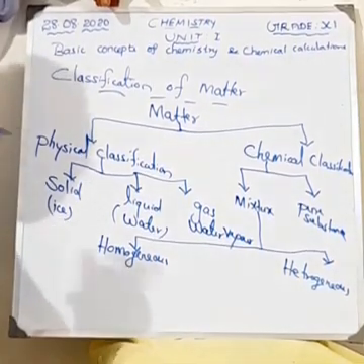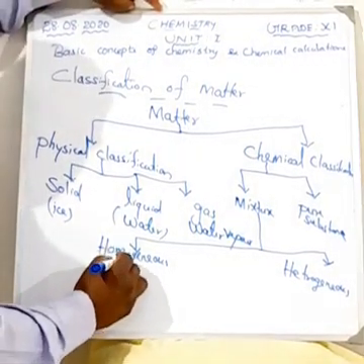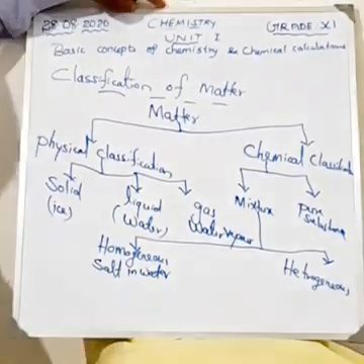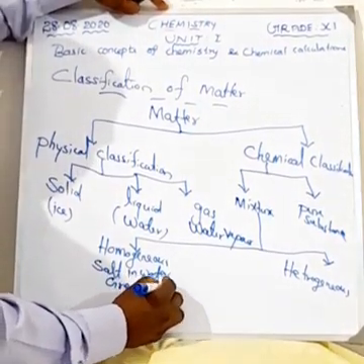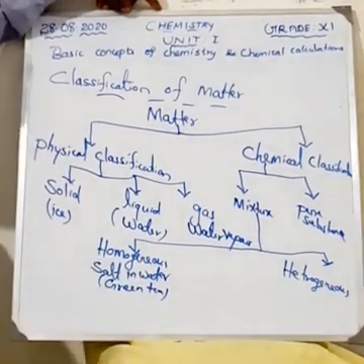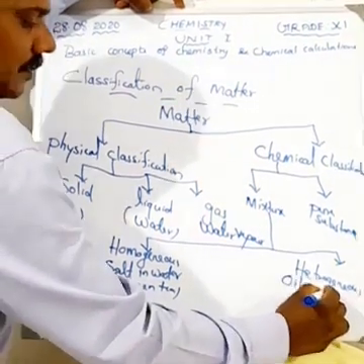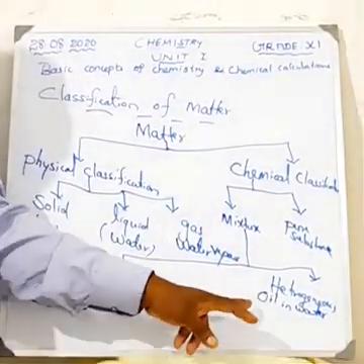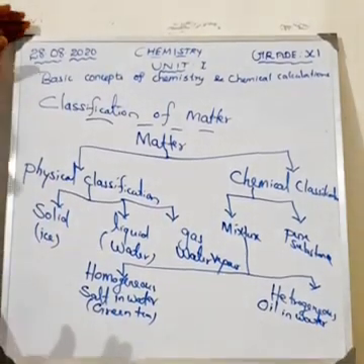For example, salt in water, same phase. Green tea. These are examples of homogeneous. Heterogeneous: oil in water, different phase. Here, both are liquids, oil and water, but they are in different phases.